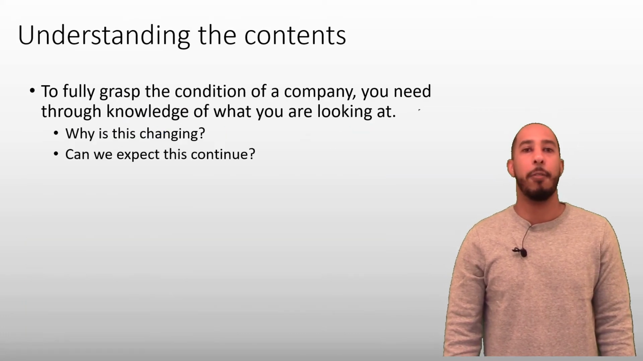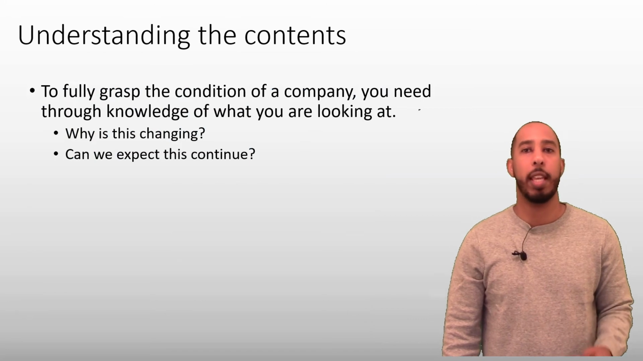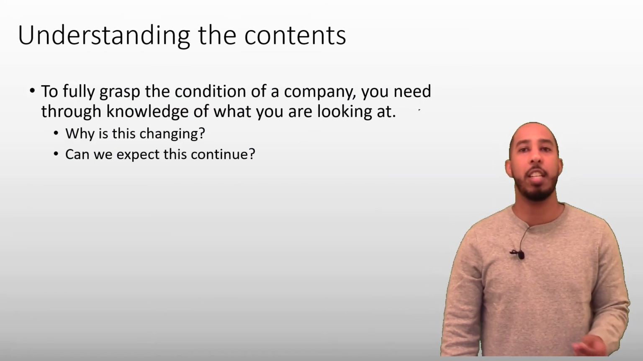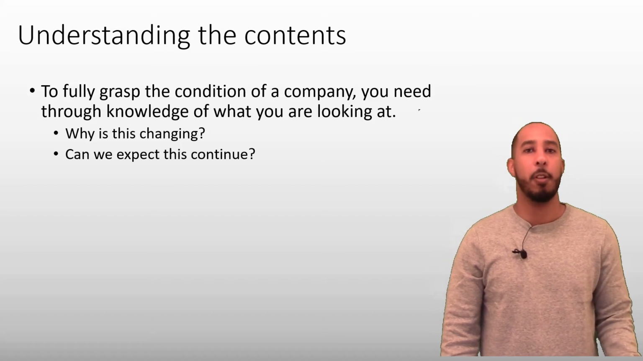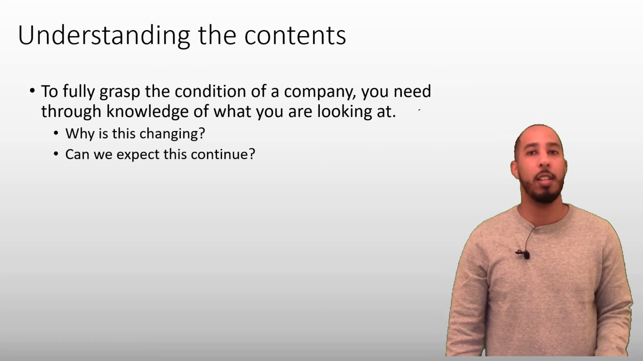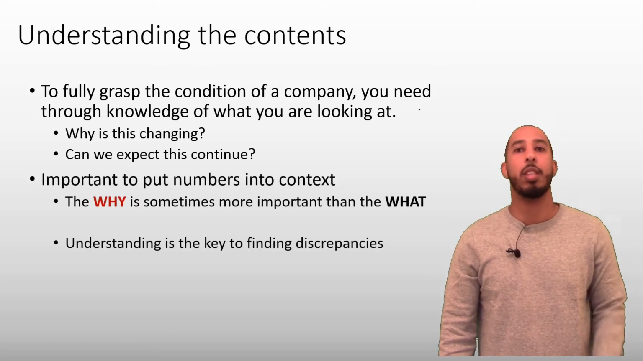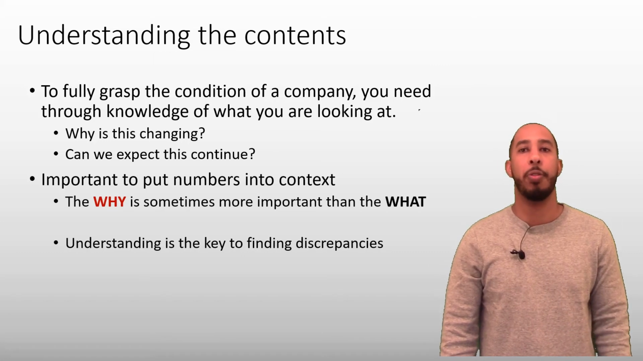Having the numbers in front of us is the first step, but it's probably more important to understand what it is we're looking at. If you see something changing over time, it's crucial to understand why it's changing. For example, Tesla's revenue plummeted in 2019. Is this a one-time occurrence, or is it something we should expect in the future? Understanding the why is often more important than the what.